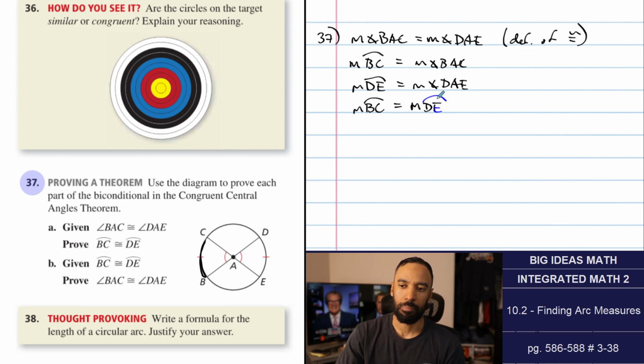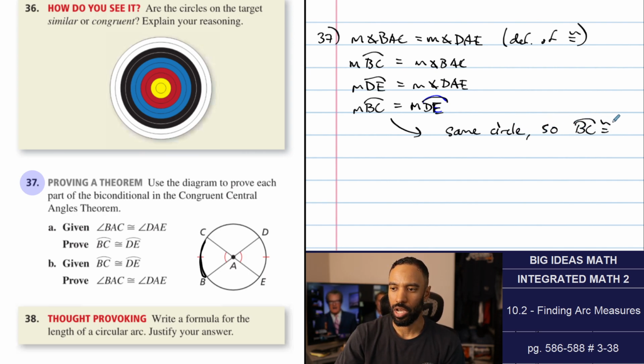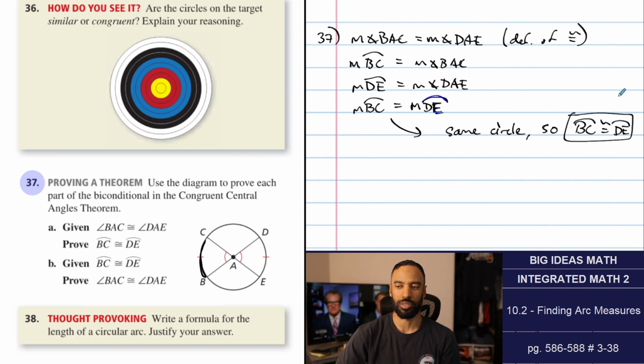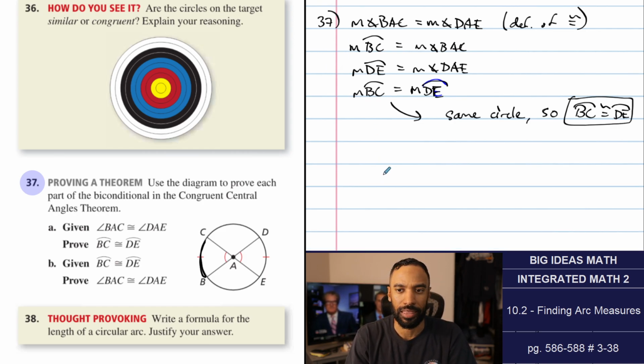Now, that's great, but they're congruent more so because they're in the same circle. Same circle. So arc BC is congruent to arc DE. And I think that's the final capper on that part because they're in the same circle, or if they were in congruent circles. So if there's something else that we had there that would work that out.